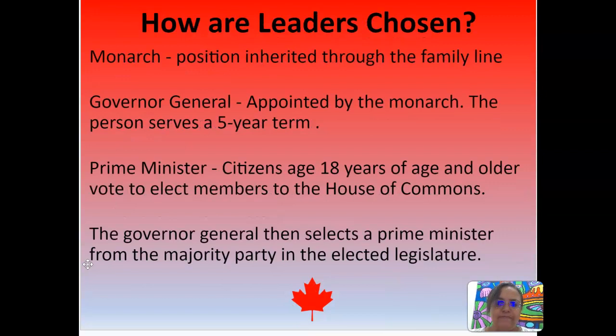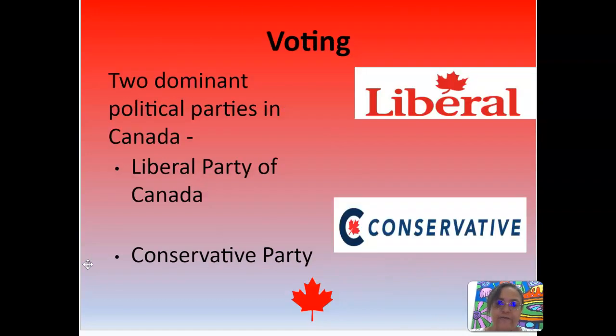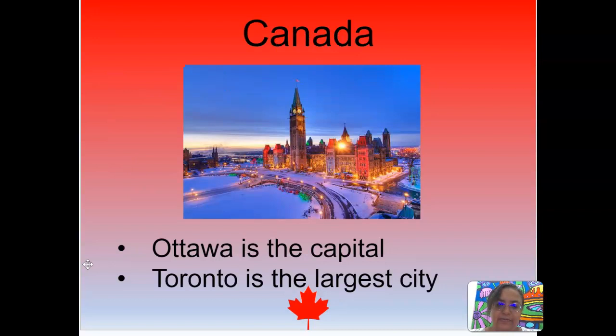How are leaders chosen? The monarch is a position that is inherited through the family line. The Governor General is appointed by the monarch and serves a 5-year term. For the Prime Minister, citizens 18 years of age and older vote to elect members of the House of Commons. The Governor General then selects a Prime Minister from the majority party in the elected legislature. Voting: there are two dominant political parties in Canada, the Liberal Party of Canada and the Conservative Party.